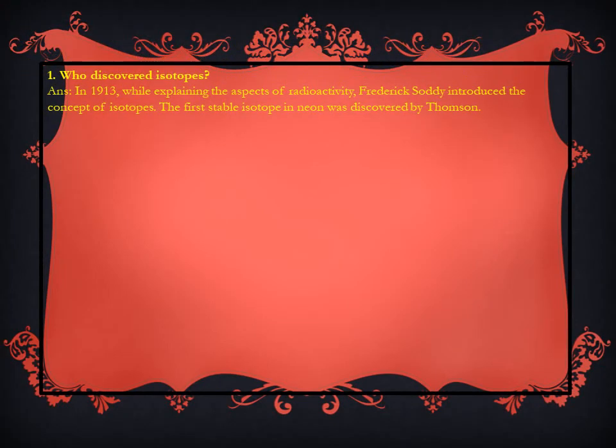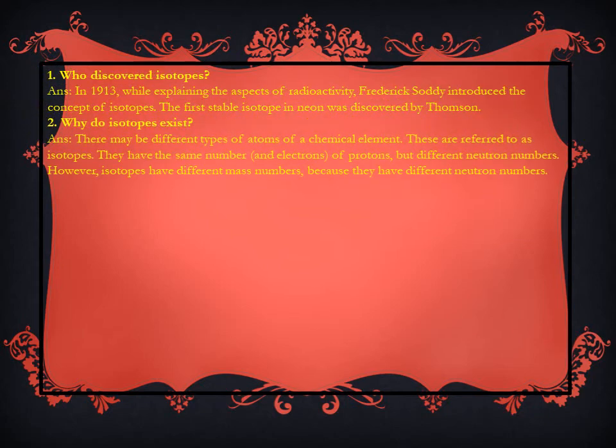Now, who discovered isotopes? In 1913, while explaining the aspects of radioactivity, Frederick Soddy introduced the concept of isotopes. The first stable isotope, in neon, was discovered by Thomson. Why do isotopes exist? There may be different types of atoms of a chemical element. These are referred to as isotopes.